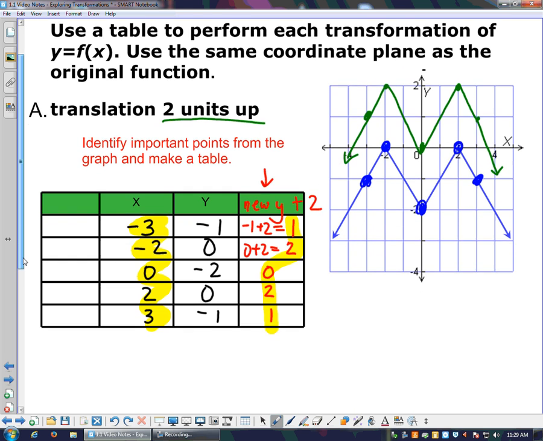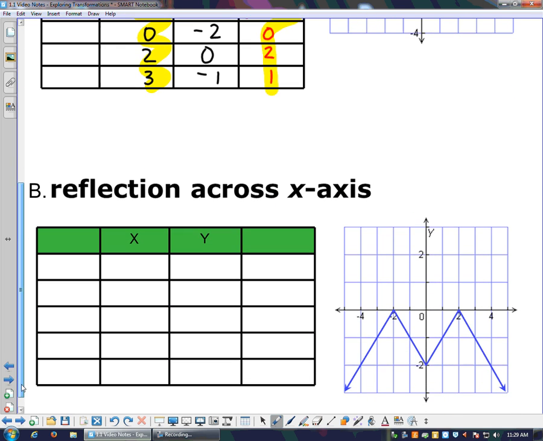All right, let's try another one of these. Okay, so this time we're going to take this graph and we're going to reflect it across the x-axis. Again, let's get 5 ordered pairs that we can plot here. So if we take these 1, 2, 3, 4, 5 points, and we can fill those on, -3, -1, -2, 0, 0, -2, 2, 0, and 3, -1. This time we want to reflect it across the x-axis.